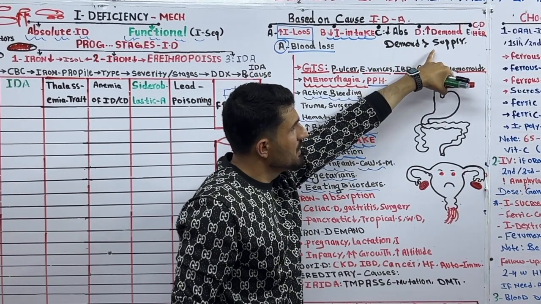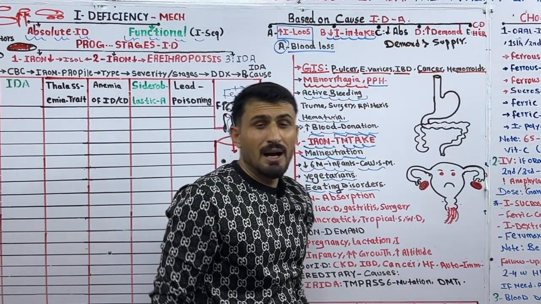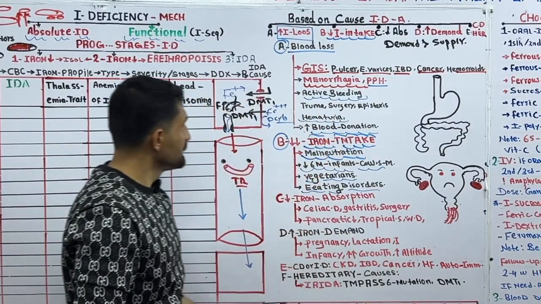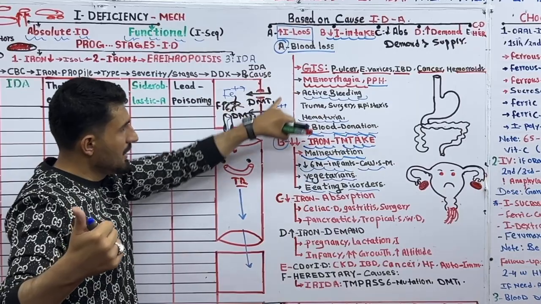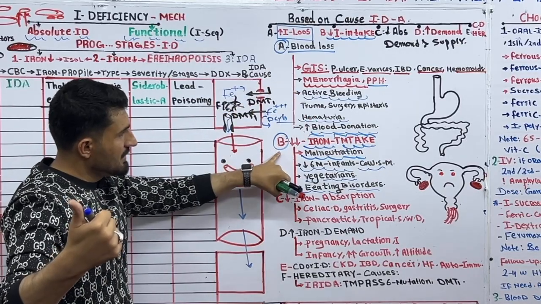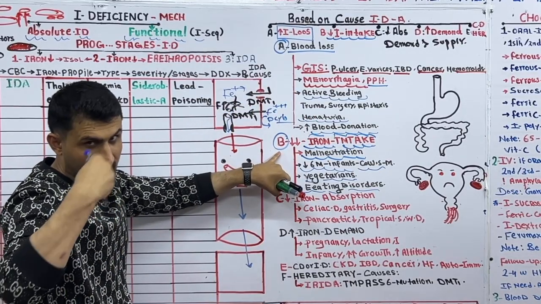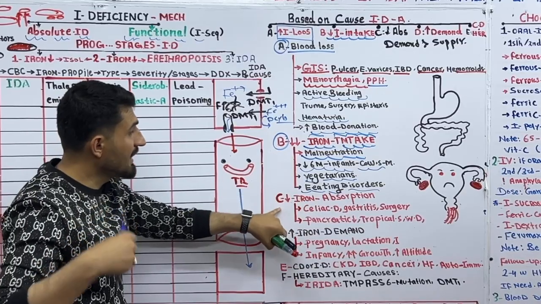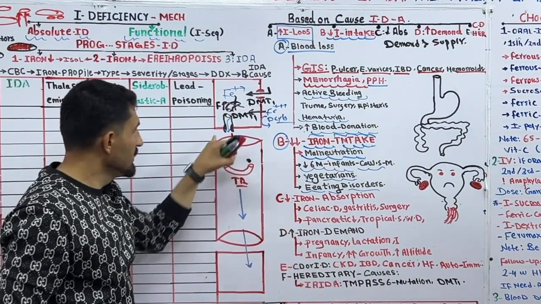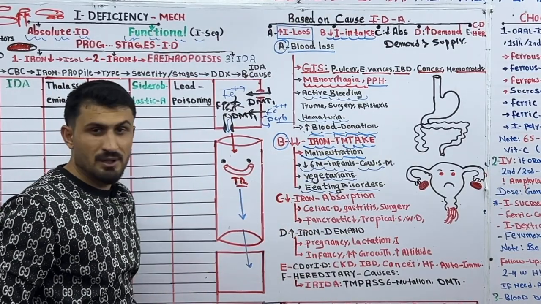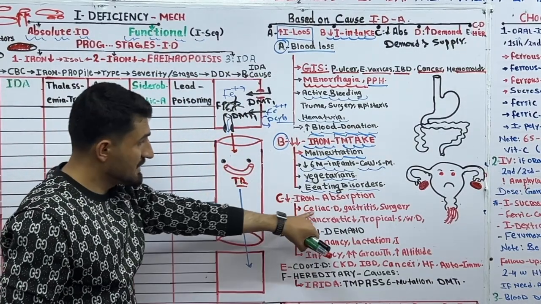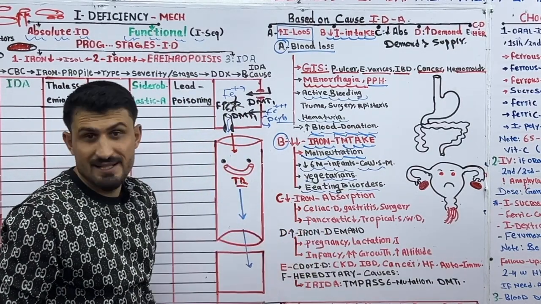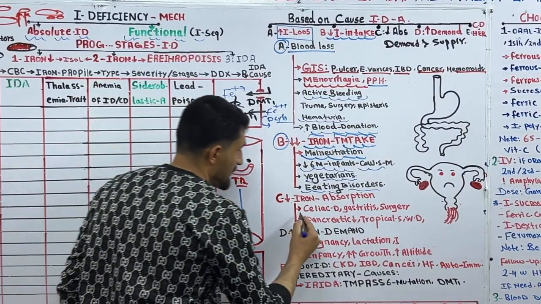The third thing, okay, which increases demand or decreases supply is iron absorption. Okay, for example, I have enough blood, I don't have blood loss, plus I take a lot of iron daily, but I cannot absorb it through the duodenum. The problem is in absorption. The most important thing that will be asked from you in the board exam is about celiac disease.